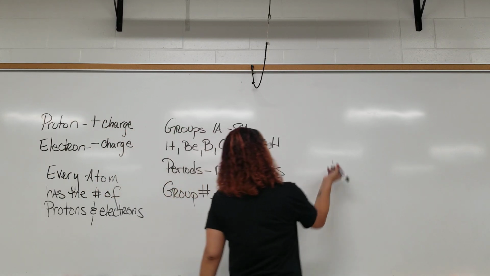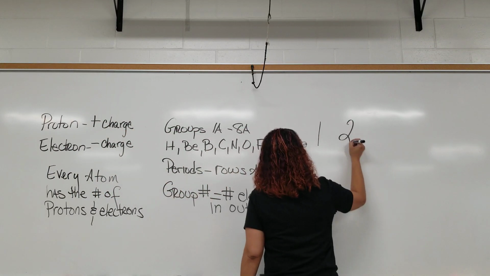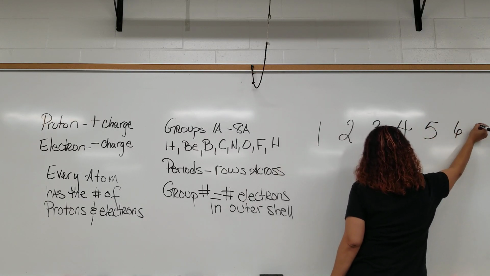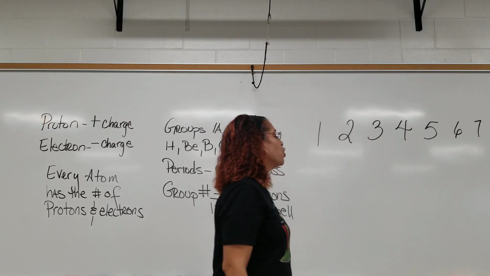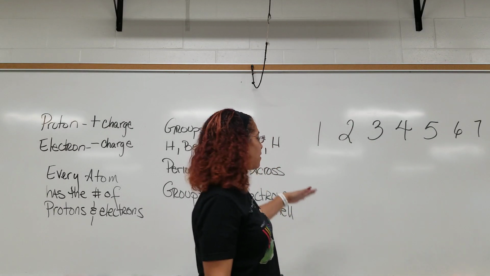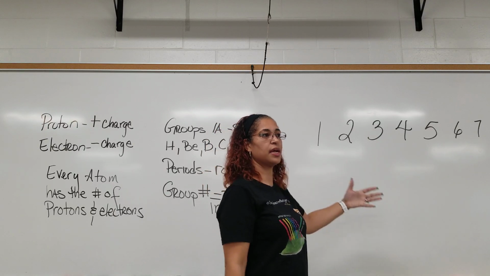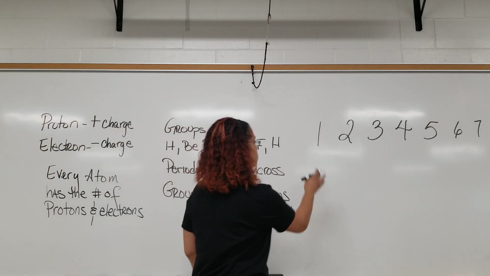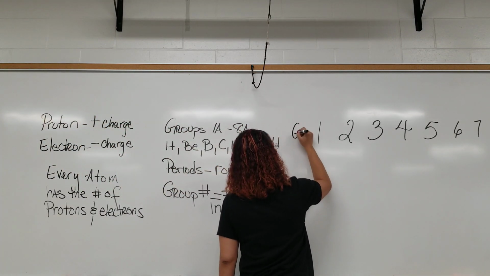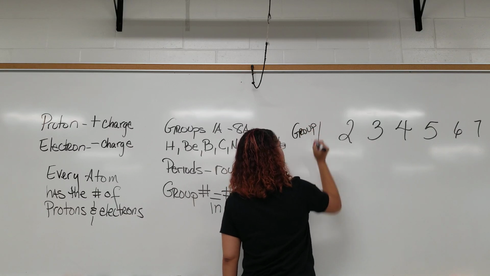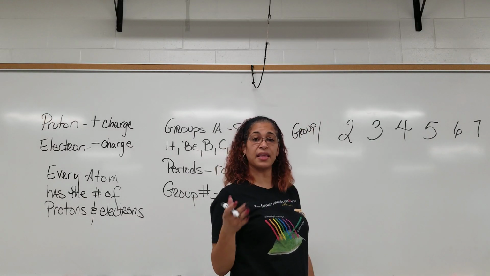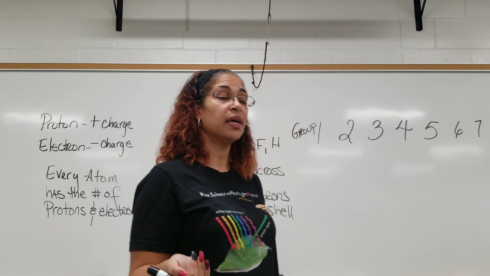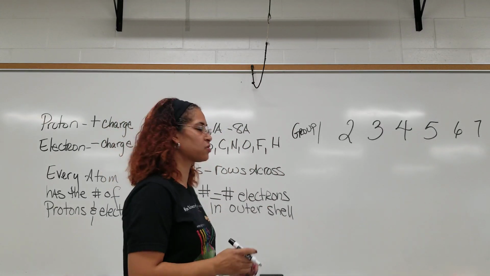So if we look, we have group 1, 2, 3, 4, 5, 6, 7. When we look at groups 1 through 7, we're looking at how many electrons they have in their outer shell and what they have to do to fill their outer shell. Now group 1 has 1 electron in its outer shell. It's going to take the path of least resistance. It's not going to gain 7 more electrons to get to 8. It's going to lose 1 electron.